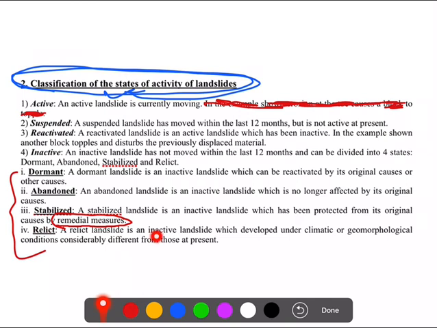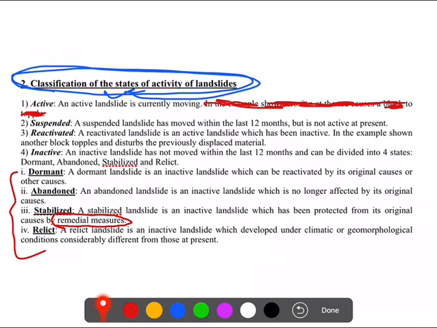Relict. What is a relict landslide? It's an inactive landslide developed under climatic or geomorphological conditions considerably different from those at present. In the past, a landslide may have occurred because of some climatic and geomorphological conditions, but at this present moment there may not be those same climatic conditions. So that is inactive now, which was developed because of the earlier climatic conditions, different from the present. That is called a relict landslide. All right, so these are the different classifications of the states of activity of landslides.